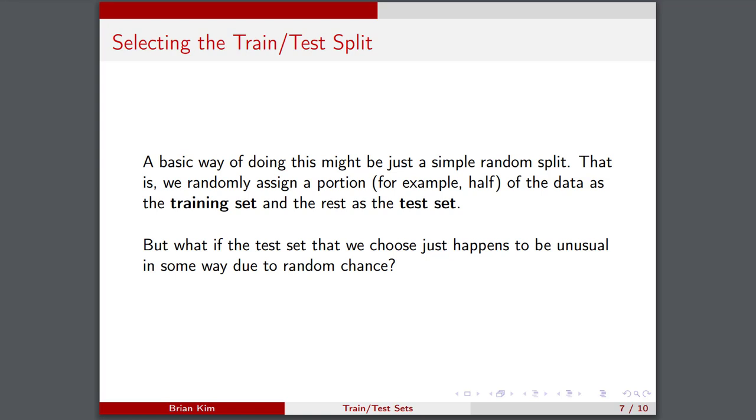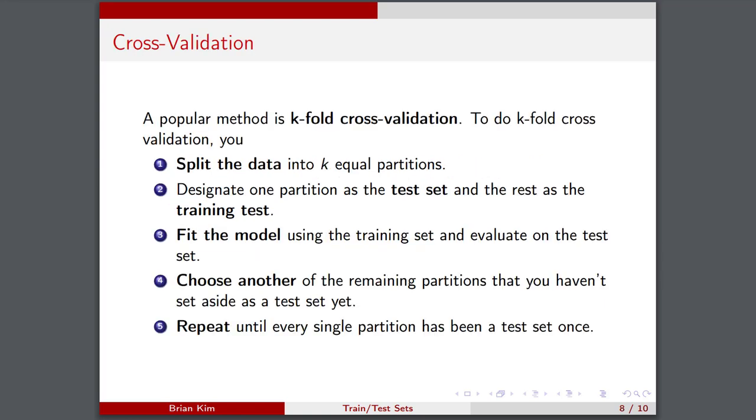But what if the test set we chose happens to be unusual in some way due to random chance? It's possible we randomly pick data points that have some weird idiosyncrasies, so it's not good to test on that. To account for that, there's a method called cross-validation. This is k-fold cross-validation.